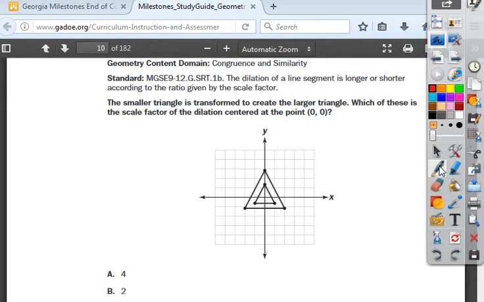All right, starting with this one. How would I determine what is the scale factor of the dilation from the inside one to the outside one? Figure out the points and see what you multiply by. Well, this point is like 0.2 and this one is 0.4. So what do I do? Multiply by 2. So then that would be my answer.